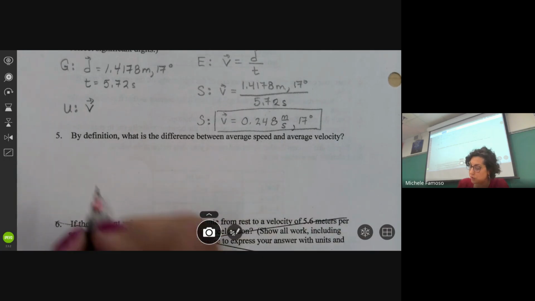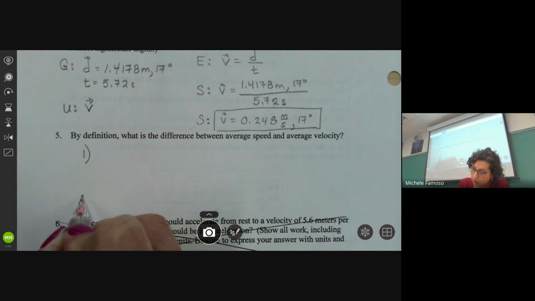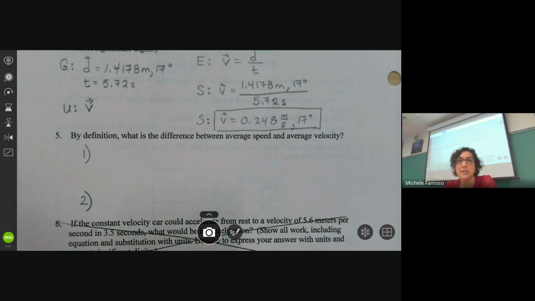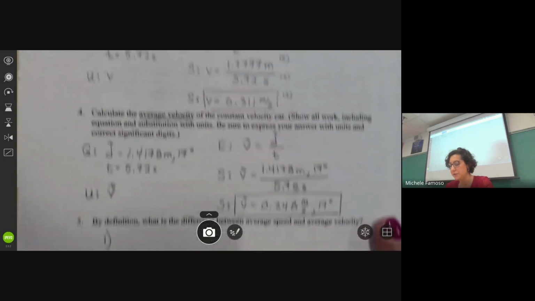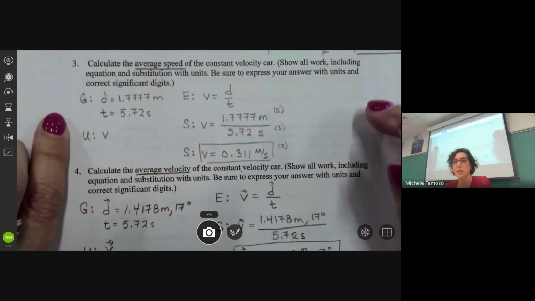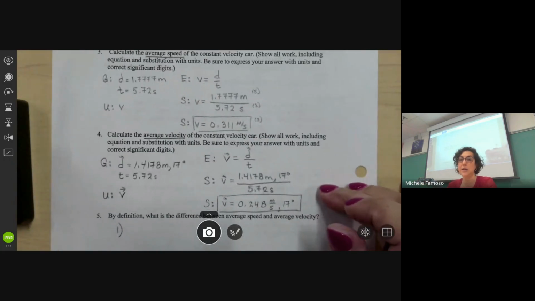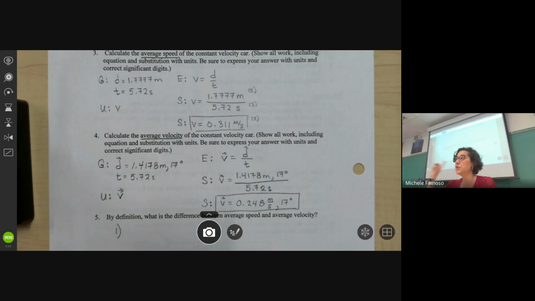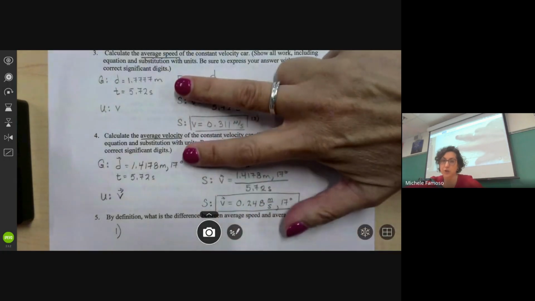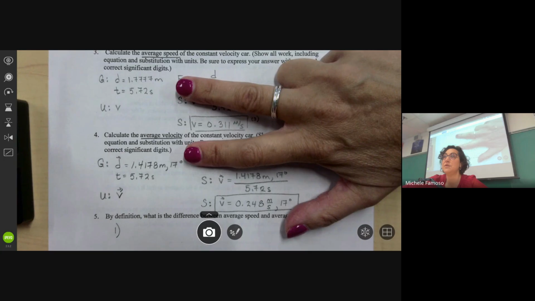Now, I'm going to tell you there's 2 things, and I'm going to try to give you a hint. So you're going to tell me 2 things that are different about these when you compare them. The first difference, remember, average speed was calculated in 3, and average velocity was calculated in number 4. The first difference comes by looking at your givens. You see a difference in the calculation? They have different givens. That's your first difference. You got to tell me what's different about them.